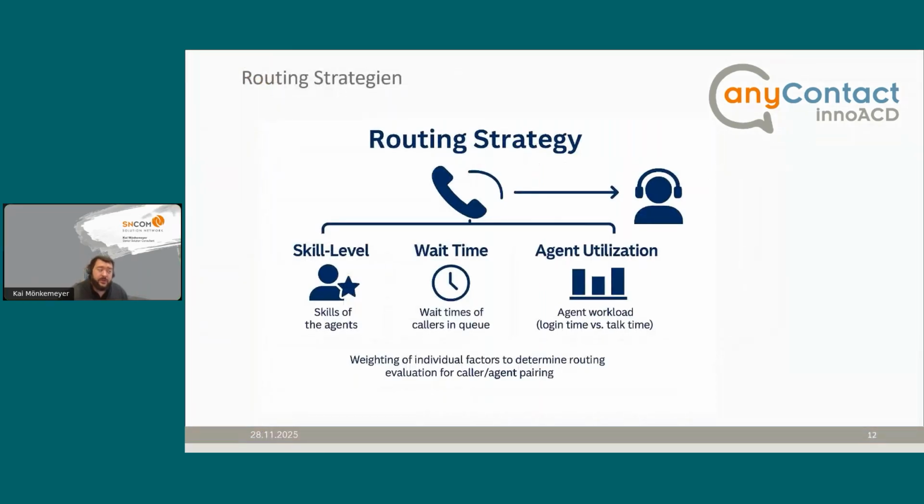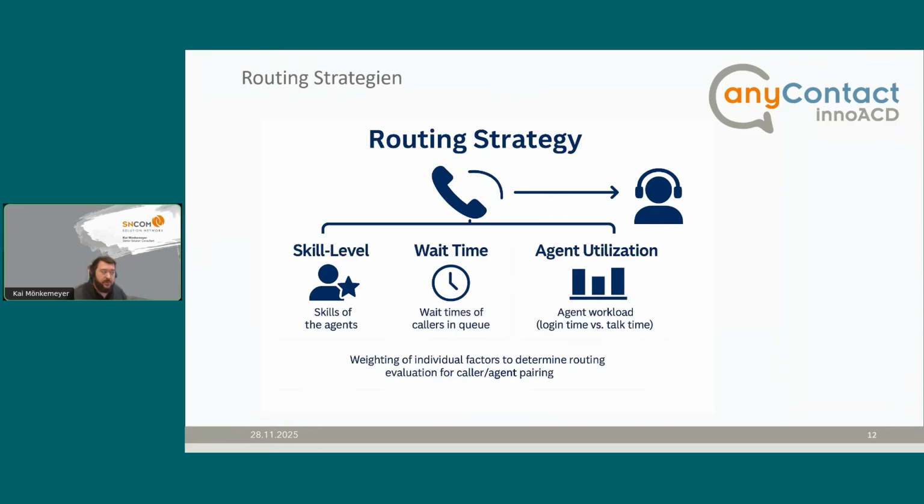Deeper look into routing strategy. I already mentioned all 3 factors we're considering in the routing strategy. Let us summarize that. So for each individual call which is handled inside a queue, I can have 3 factors considered: skill level, waiting time, and agent utilization.